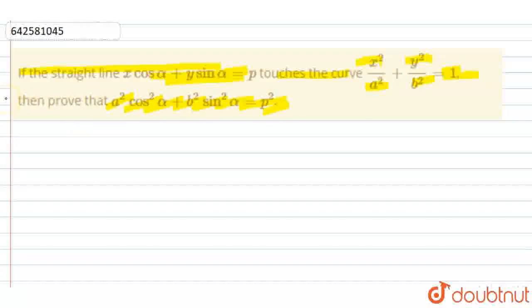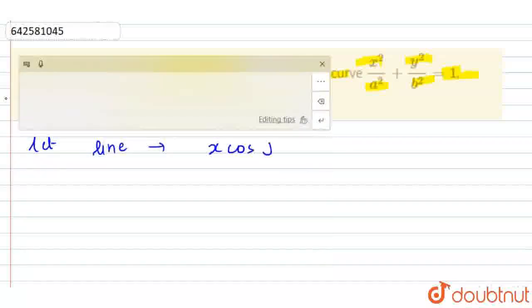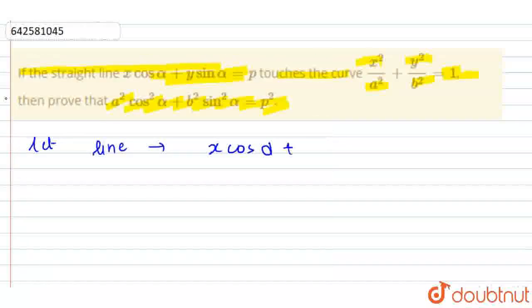So we have a line that is touching the curve whose equation is given to us, and we have to prove that this relation is equal to p square. So let the line equation be x cos alpha plus y sin alpha is equal to p, and let us assume that this straight line is touching the curve at x1, y1, right? So this point will also satisfy the equation of the curve.